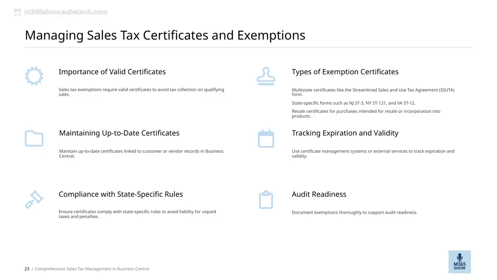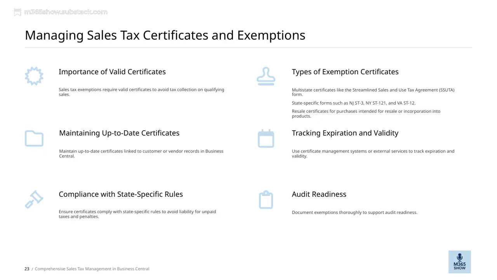When it comes to tracking expiration and validity, you should be aware of different types of certificates. For multi-state transactions, forms like the Streamlined Sales and Use Tax Agreement, or SSUTA, are commonly used. Additionally, each state may have its own specific forms, such as NJ SD3, NY SD121, and VA SD12. Resale certificates are another important aspect. They're used when purchases are meant for resale or incorporation into other products. Always make sure these certificates are valid and properly documented.